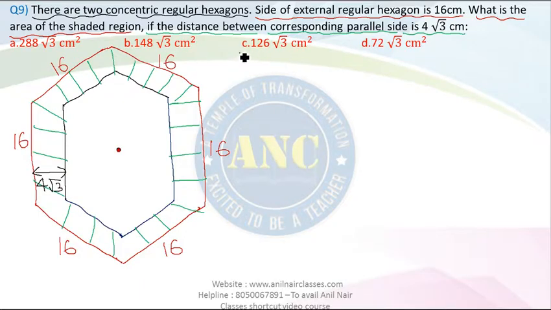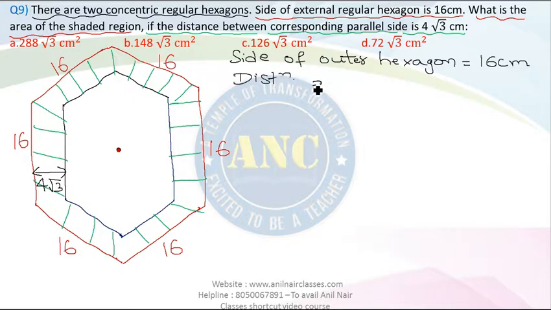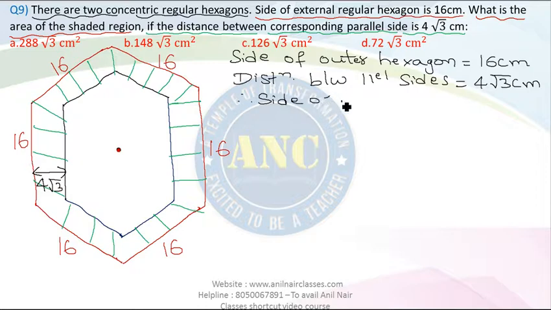Now see here, sir. What is actually given in the question? Side of the outer regular hexagon is given as 16 centimeter. Excellent. What else is given? Distance between parallel sides is given as 4 root 3 centimeter. Sir, outer hexagon side is 16, distance is 4 root 3. Can I find the inner regular hexagon side? Definitely I can find. So find the side of the inner regular hexagon, how much it will be.